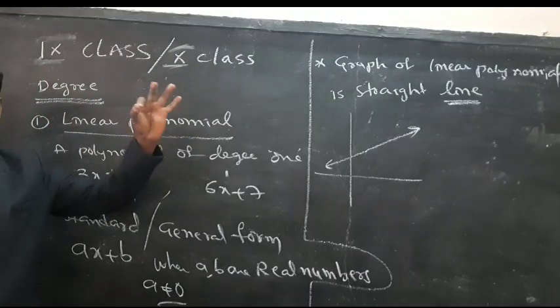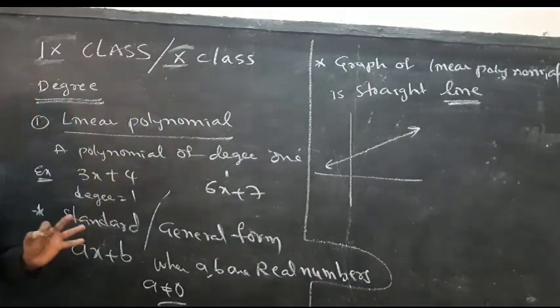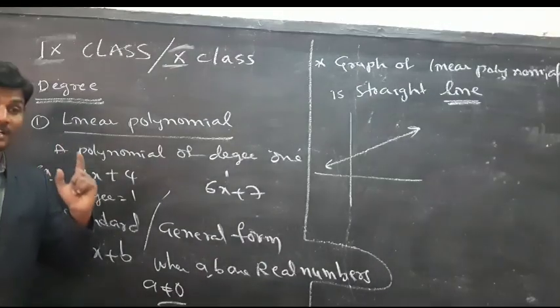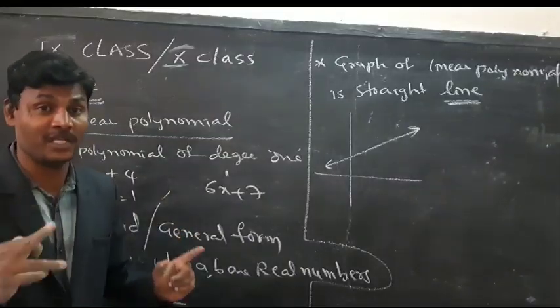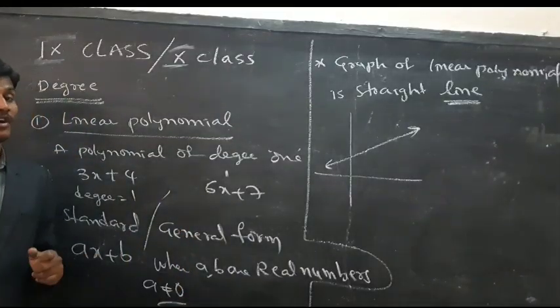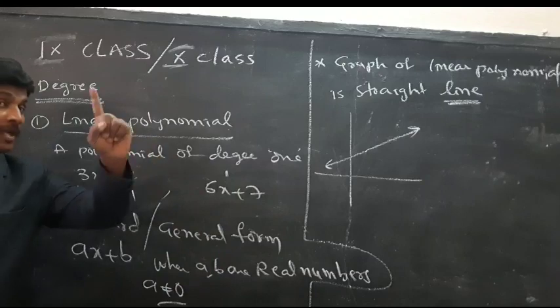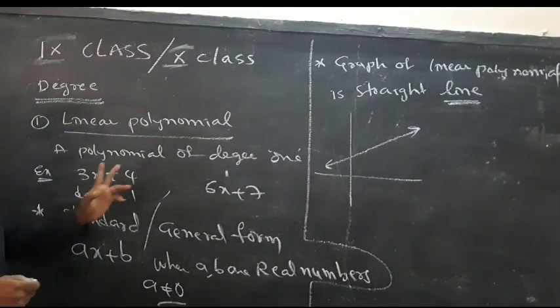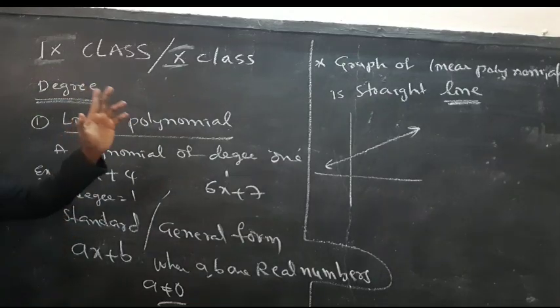Maybe there is a chance to ask one more question or blank. What is the one more question? What is the condition to say ax plus b as a linear polynomial? The conditions are: a, b must be real numbers and a not equal to 0. So this is the information about linear polynomial.